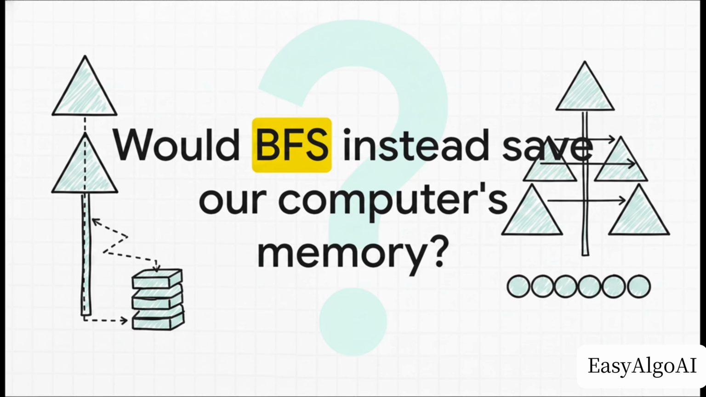If we know that a massively unbalanced, straight-line tree violently spikes our memory usage in a depth-first search because of that growing call stack, how would our memory usage change if we swapped our DFS strategy for a breadth-first search instead? Would scanning horizontally, level by level, save our computer's memory, or would it just create an entirely new set of bottlenecks? Think about it.